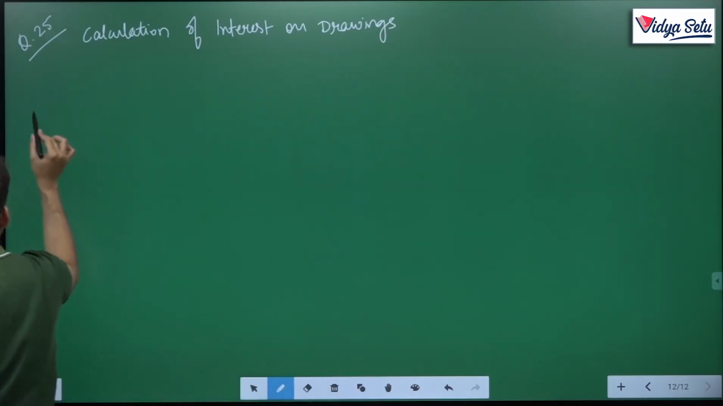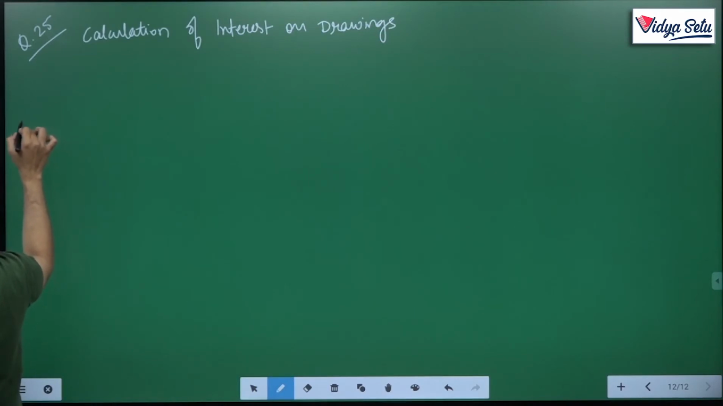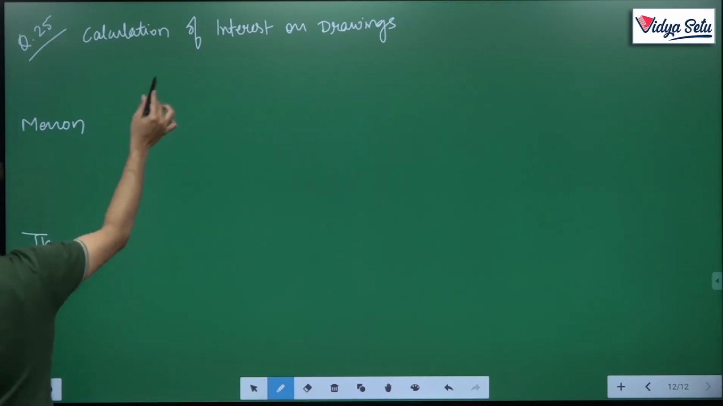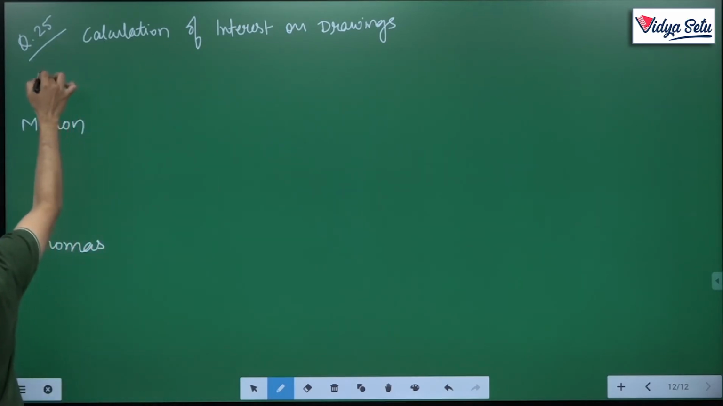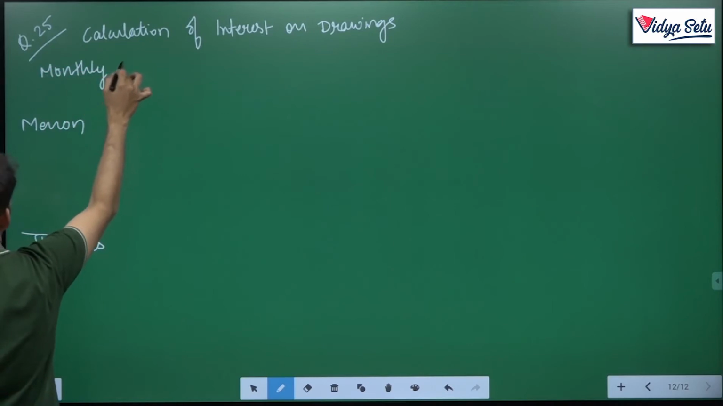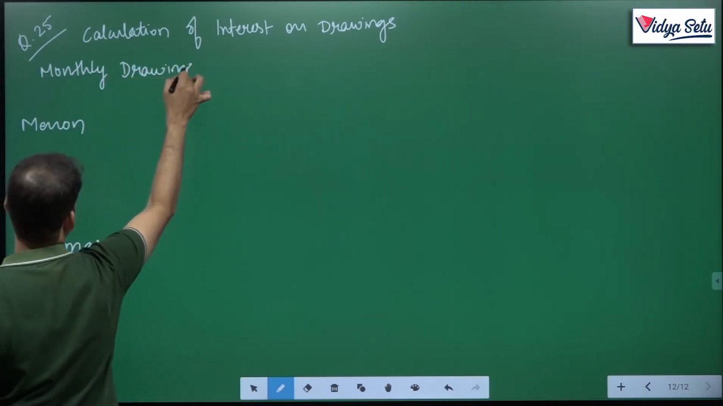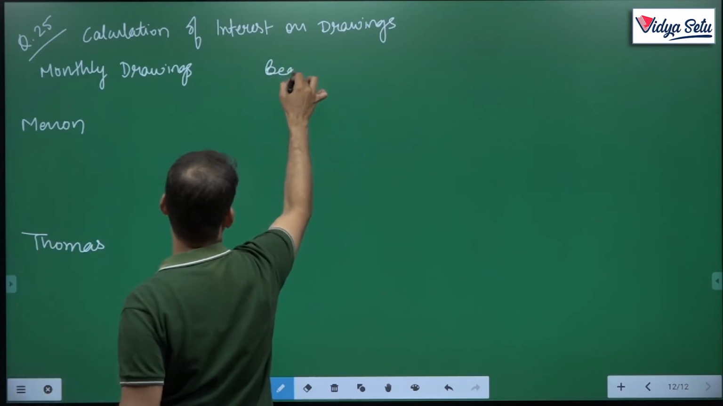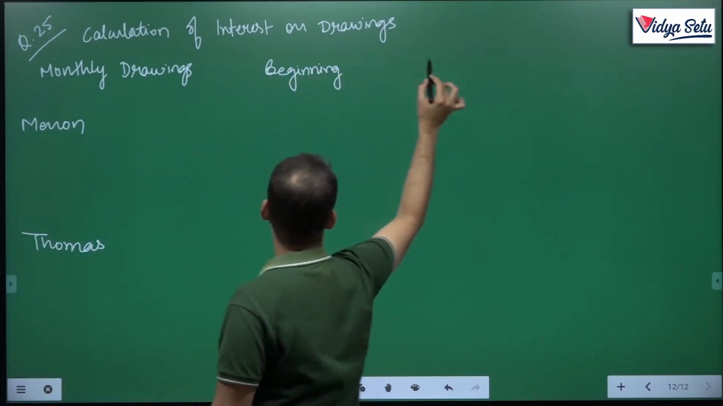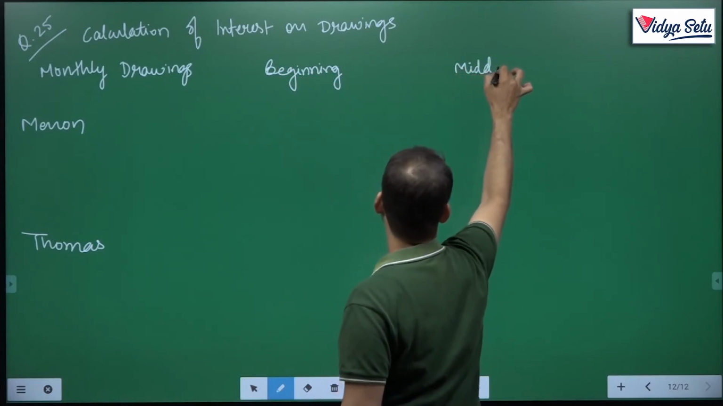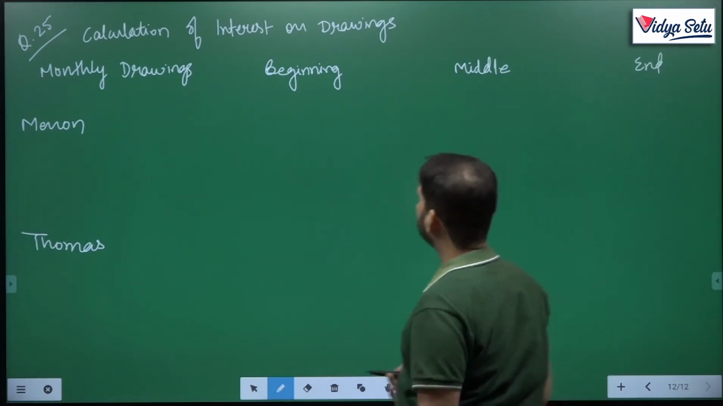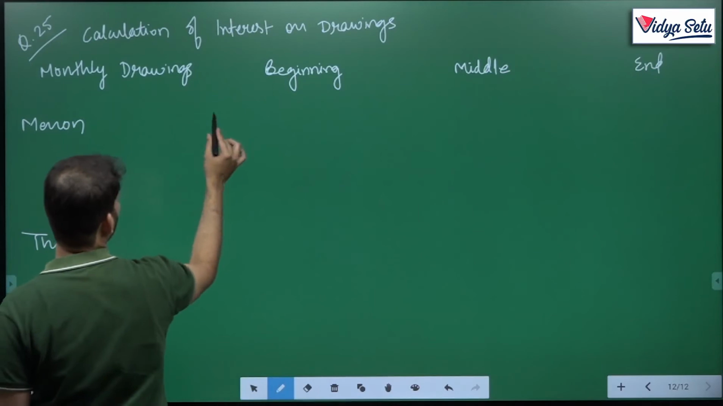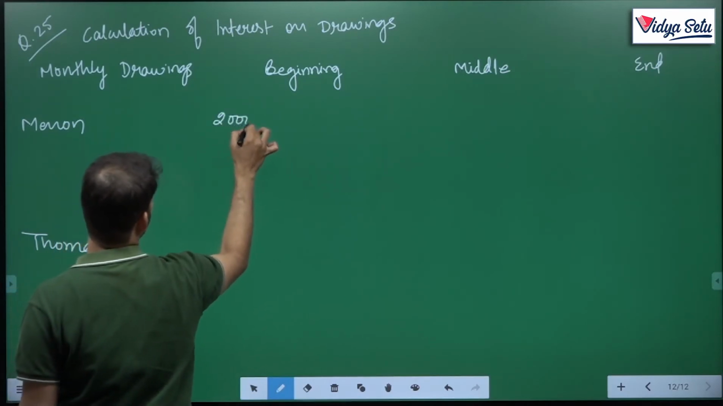Now, the partners are Mannon and Thomas. Drawings were made monthly: beginning, middle, and end of the month. Okay, how much did he withdraw? He withdrew in total 2,000 multiplied by 12.